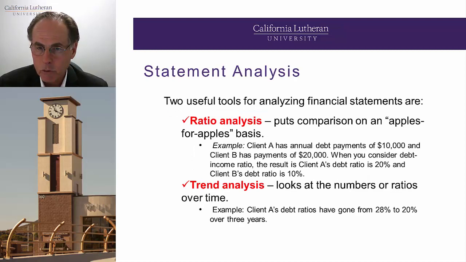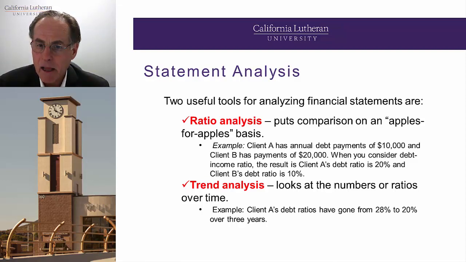Two useful tools for analyzing financial statements are ratio analysis and trend analysis. Ratio analysis puts comparisons on an apples-for-apples basis. For example, let's say client A has annual debt payments of $10,000 and client B has payments of $20,000. At first glance, it appears that the second client is carrying a larger debt burden. But that's an incomplete picture.